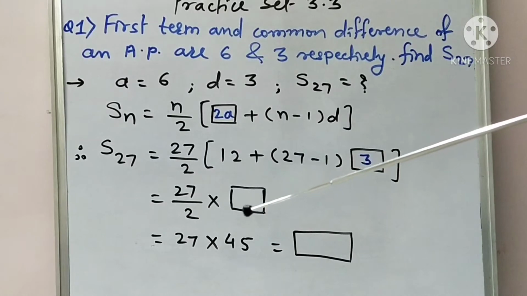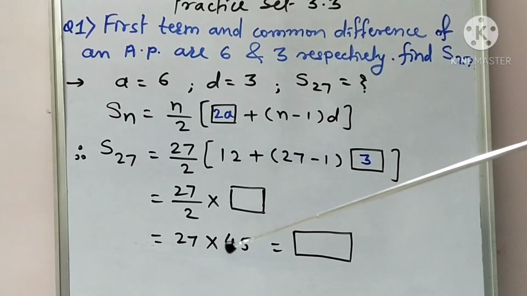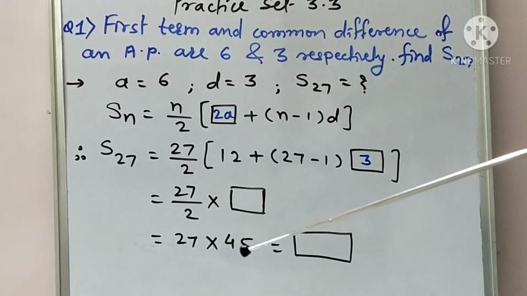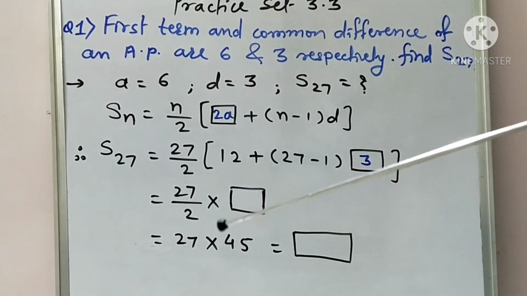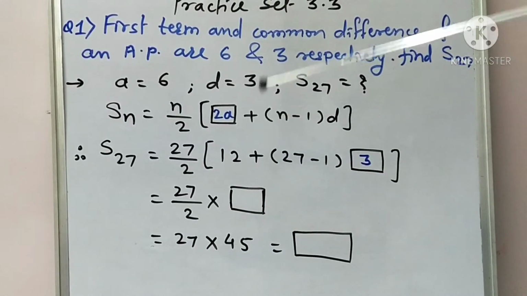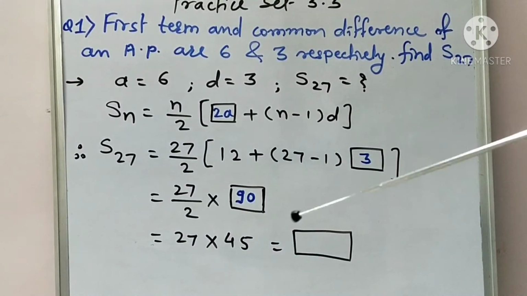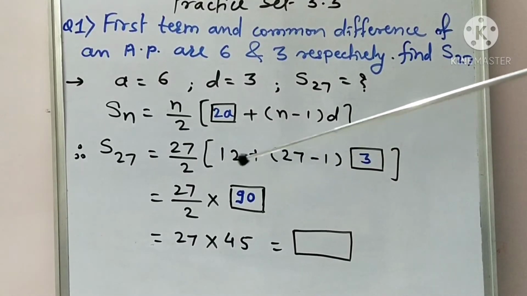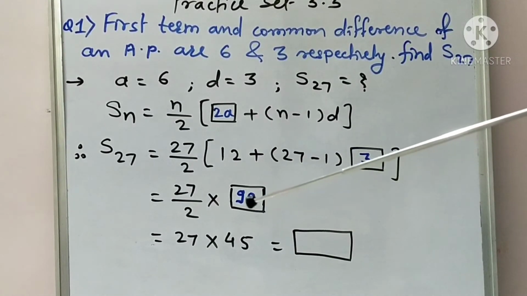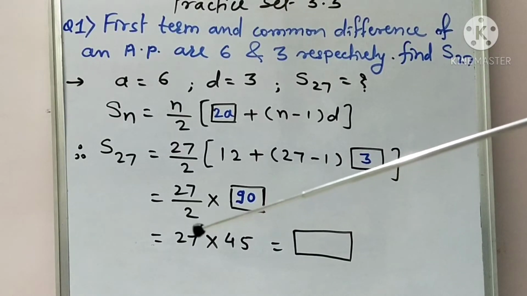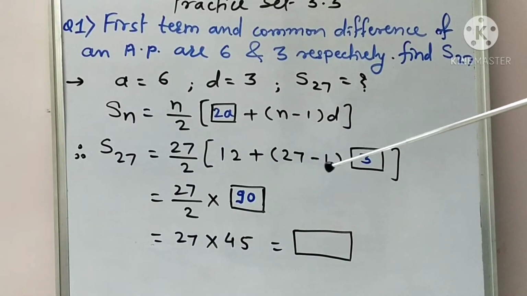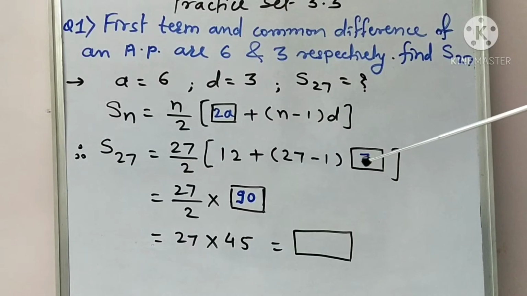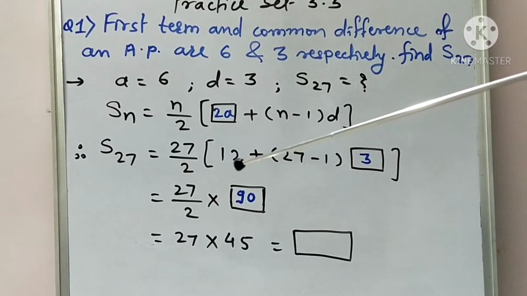According to the next step, here we get 45. So 27 upon 2 into this value gives 45. Which number divided by 2 gives 45? Yes, exactly, it's 90. As we simplify this, we get 90 over here, and as we divide 90 by 2, we get 45. So as we simplify, 27 minus 1 is 26, 3 sixes are 78, plus 12. 78 plus 12 is 90.